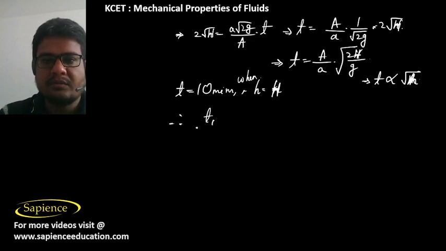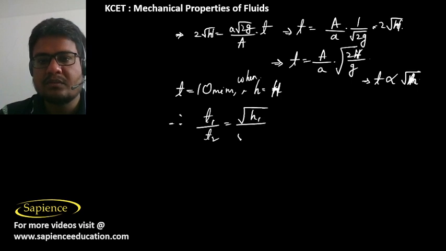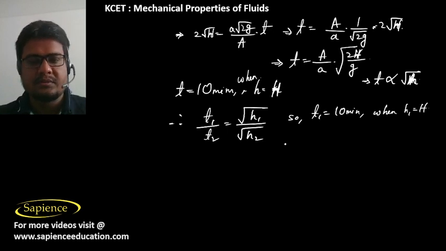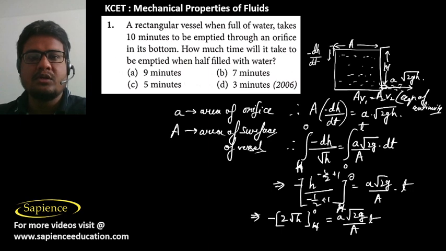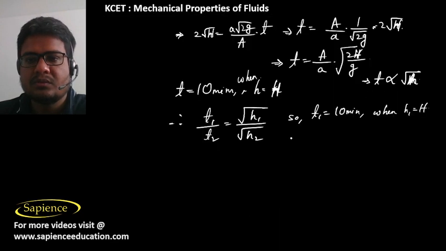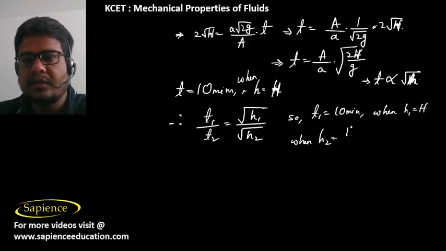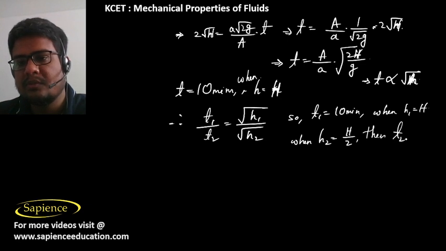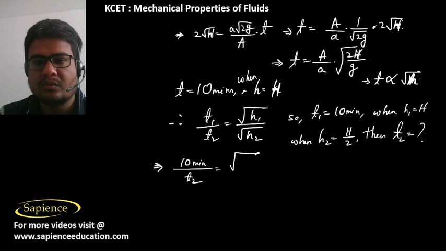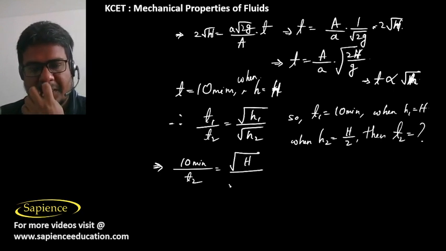So therefore, T1 by T2 will be equal to root over H1 by root over H2. T1 is equal to 10 minutes when H1 is equal to the full height H. Then it is being asked to find how much time will it take to be emptied when half filled with water. So when H2 is equal to H by 2, the time required is T2. So I can say that 10 minutes divided by T2 is equal to square root of H divided by square root of H by 2.